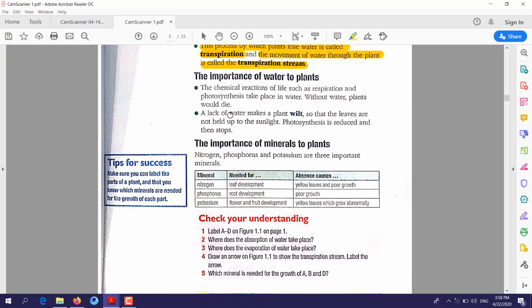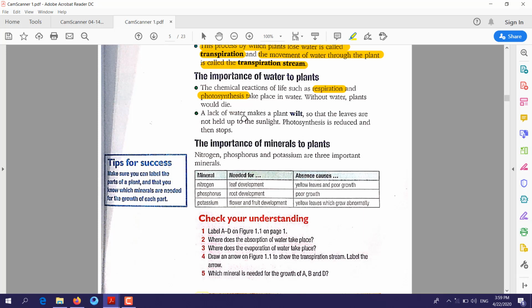Why? Because all of the chemical reactions that happen in the plants need water. So the chemical reactions of life, such as respiration and photosynthesis, take place in water. All the essential, important chemical reactions that happen in the plant need water. Without water, these processes will not take place.